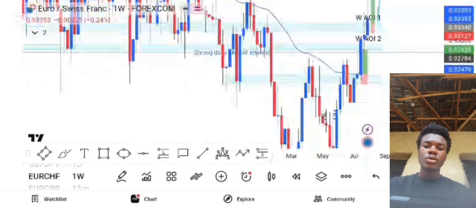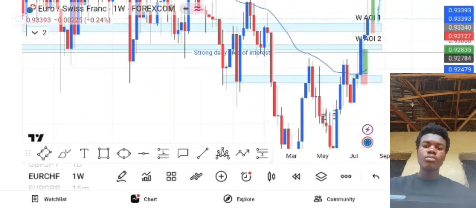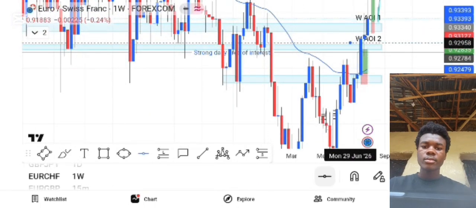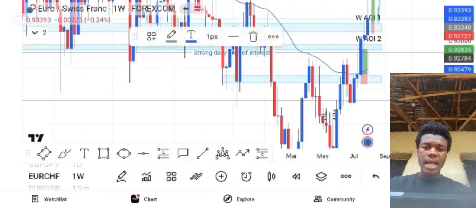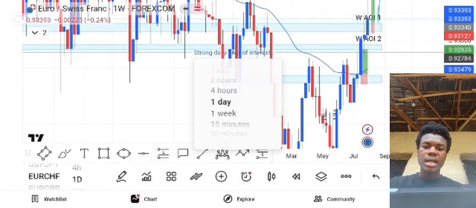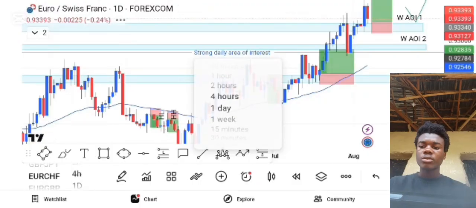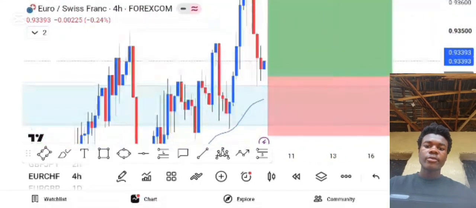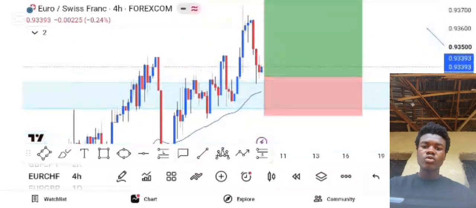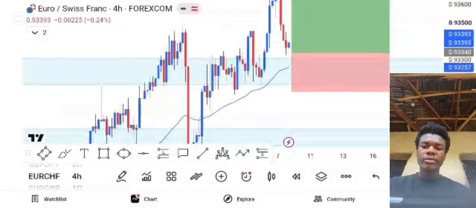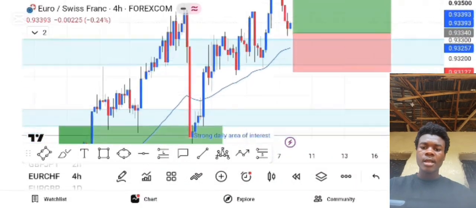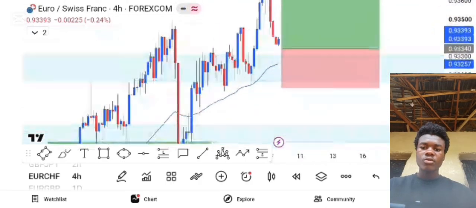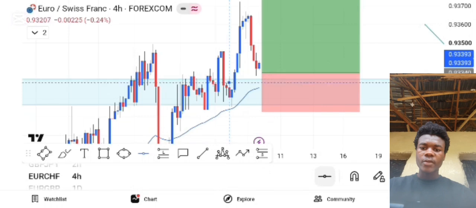The weekly time frame is also bullish. This is the high, and this area is the higher low. So we are strong. Let's check the 4-hour time frame right away. The 4-hour time frame is also bullish. We are strongly bullish on the 4-hour time frame.